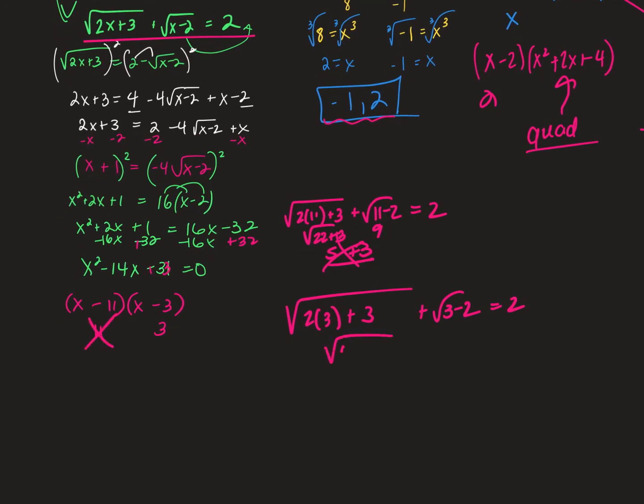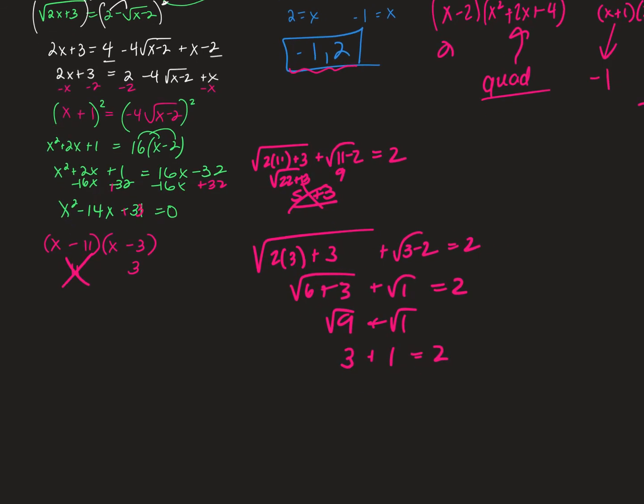And then this would be 6 plus 3 plus the square root of 1 equals 2. And I get square root of 9 plus square root 1, 3 plus 1 equals 2. That doesn't work either. Neither of them worked. Was this no solution?